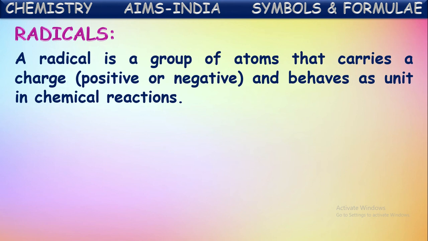A radical is a group of atoms that carries a charge and behaves as one unit in chemical reactions. Just now I have seen about different kinds of ions formed by single atoms. These ions are also often formed by a certain group of atoms in chemical reactions. These groups of atoms carrying either positive or negative charge are called radicals. These radicals are also just like the ions in chemical reactions. They also behave as a single unit.